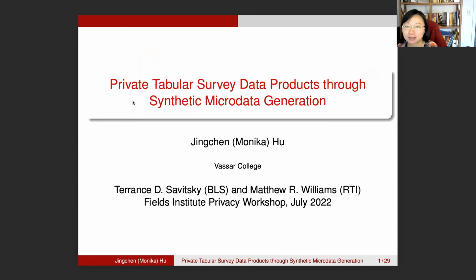So my talk today is focused on how to generate what we call private tabular survey data products through a microdata synthetic process. You will see that we define the goal as providing tabular survey data products which involve the survey weights. In particular, we have a definition of DP that our methods can satisfy. And eventually, we're doing it through a microdata synthetic process.